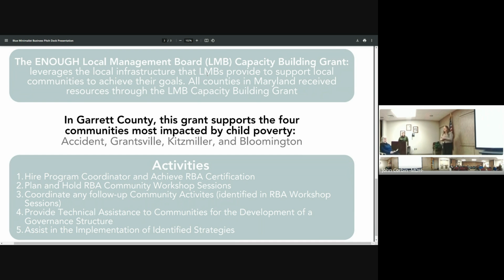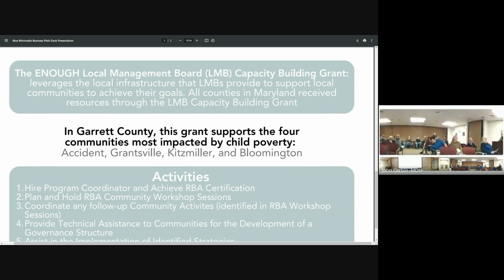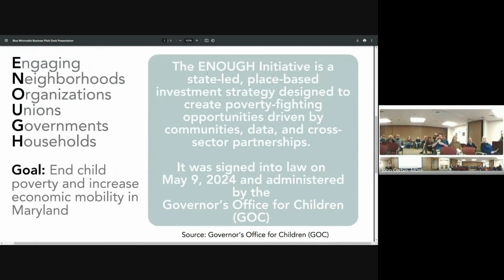I'll ask Elon about it. He's our statistical genius. John, go back to the goal. Yeah. So here's the goal. It's end child poverty to increase economic mobility in Maryland. So from a results-based accountability approach, this is the population outcome for everybody in Maryland. So then for Garrett County, what's the same goal? Most people would say, well, of course we do. We want to end child poverty and increase economic mobility in Garrett County communities.